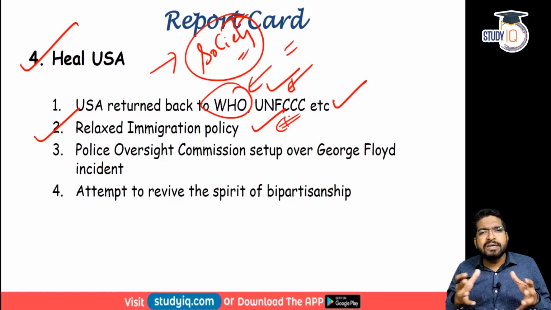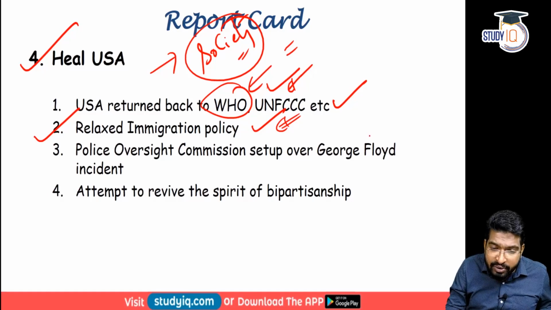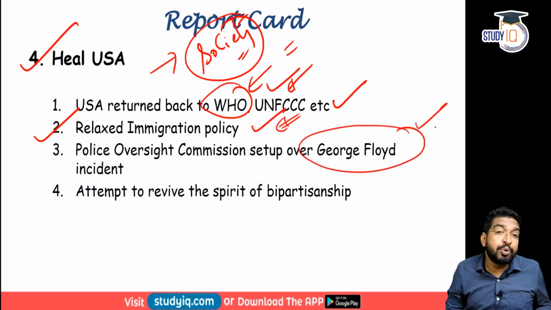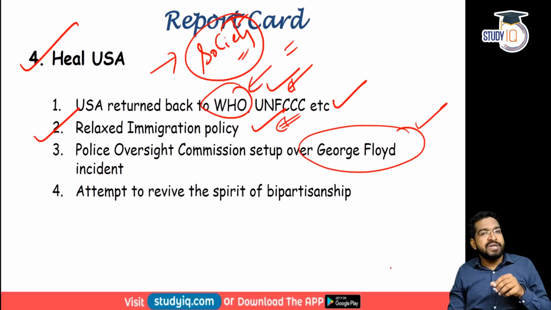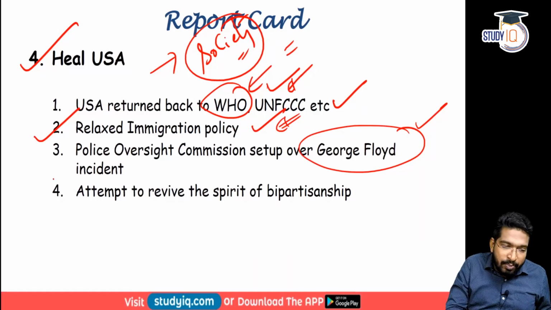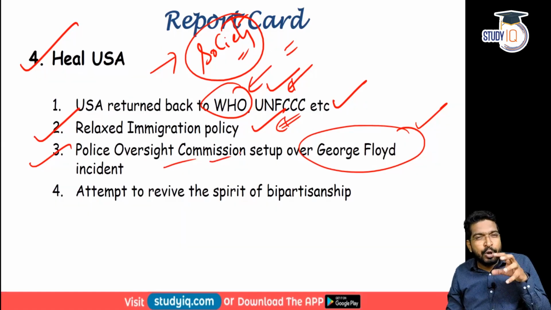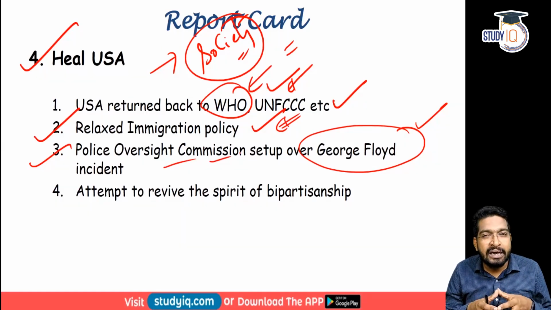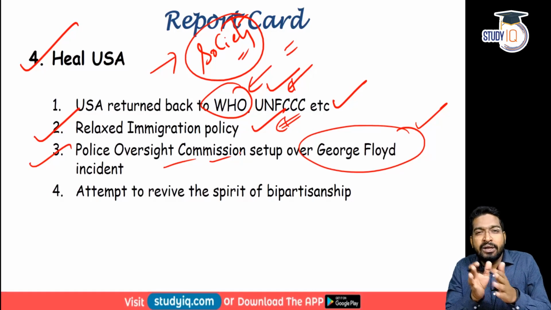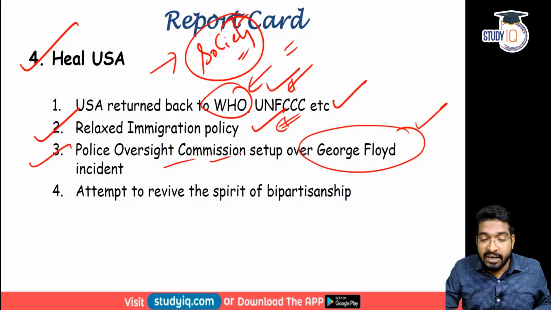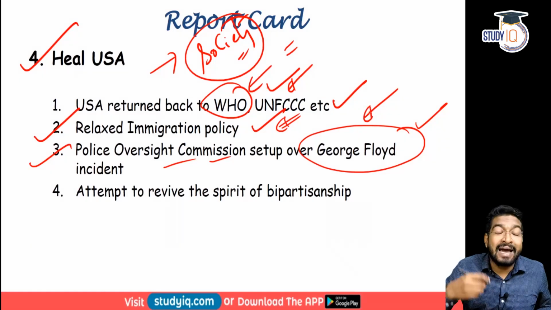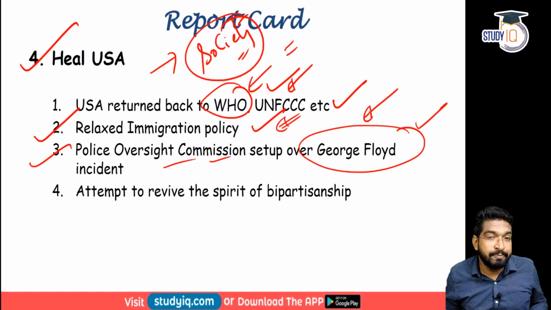Apart from that, in terms of division of the society, we all know about the incident of George Floyd and police brutality. Over this, within the first 100 days, Joe Biden has brought a Police Oversight Commission, which itself is a very commendable job. So a positive thing towards healing the society, breaking that division between the whites and the blacks in the United States. A good positive sign has come from the Biden administration.